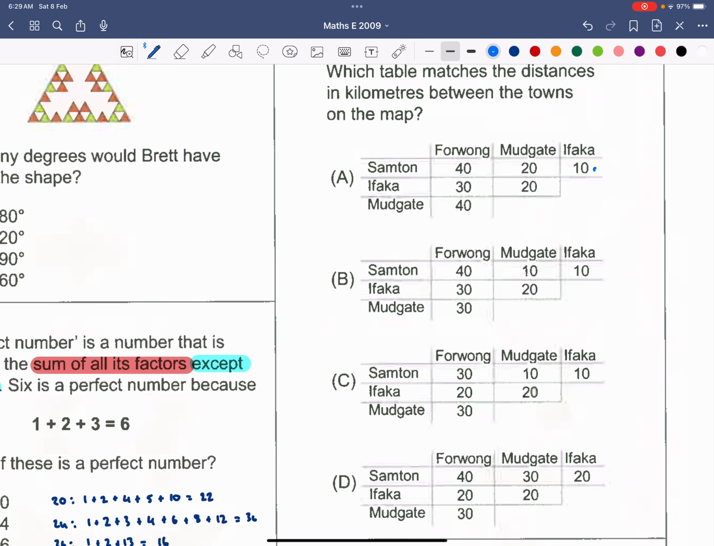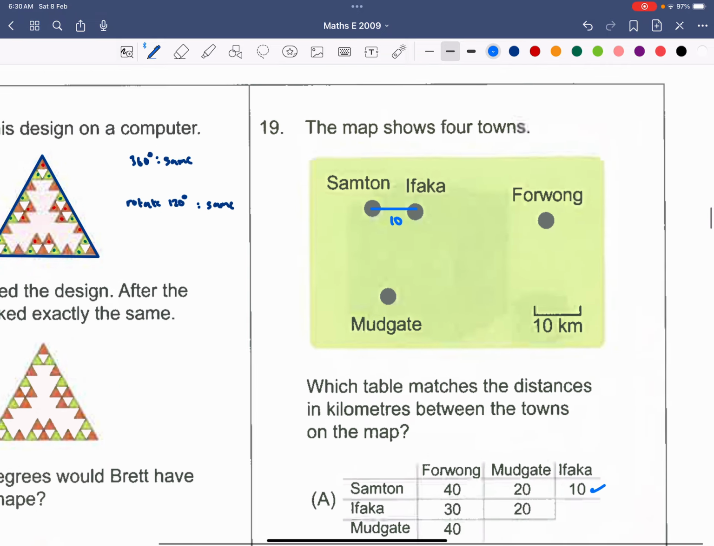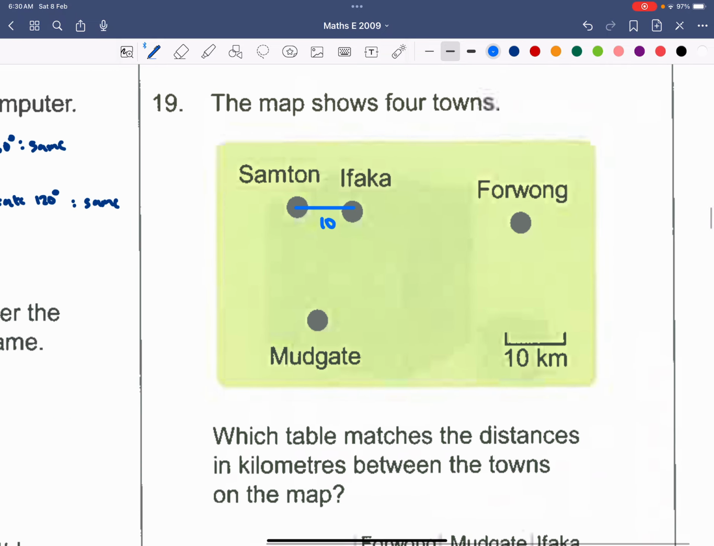So this one says 10, this one says 10, this one says 10, but this one says 20. That's not correct, so we can eliminate 20 as being an answer. All right, what about the distance? Remember, you have a ruler, so that might help.